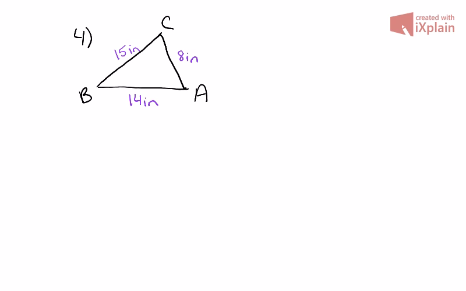Alright, so again, I am solving a triangle, so I need to find all of the measurements of all the sides and angles. So I need angle A, angle B, and angle C, and I need sides A, B, and C, which, handily for us, we were given the lengths of all the sides in the diagram. So side A is 15 inches, side B is 8 inches, and side C is 14 inches.